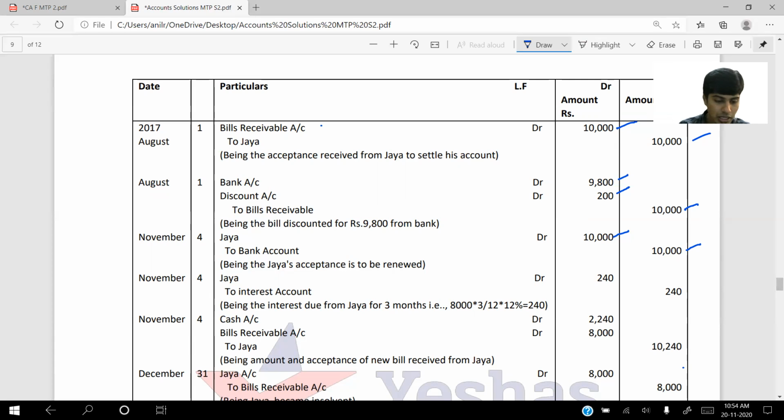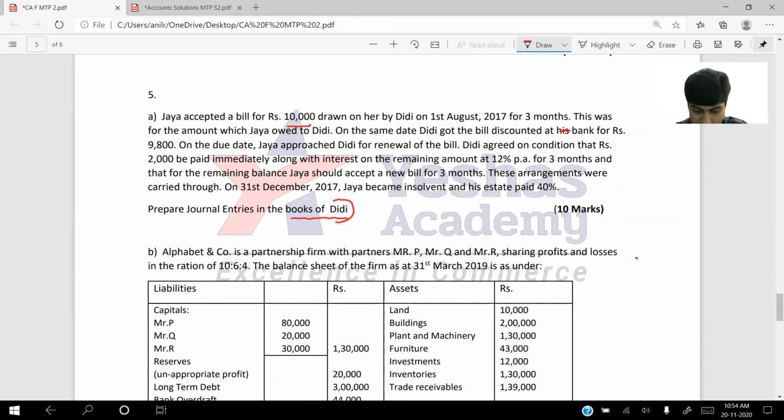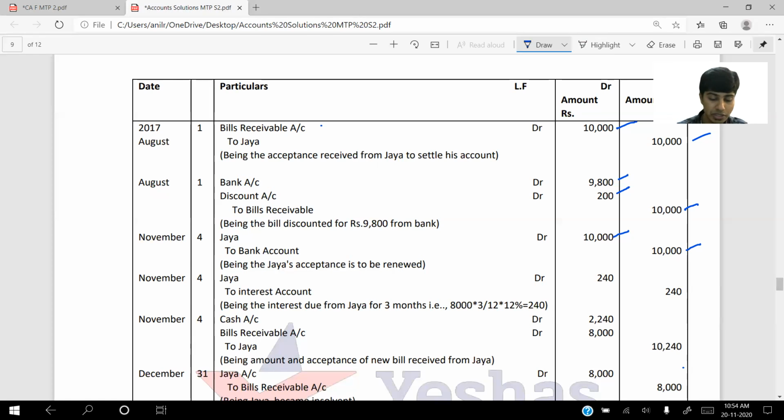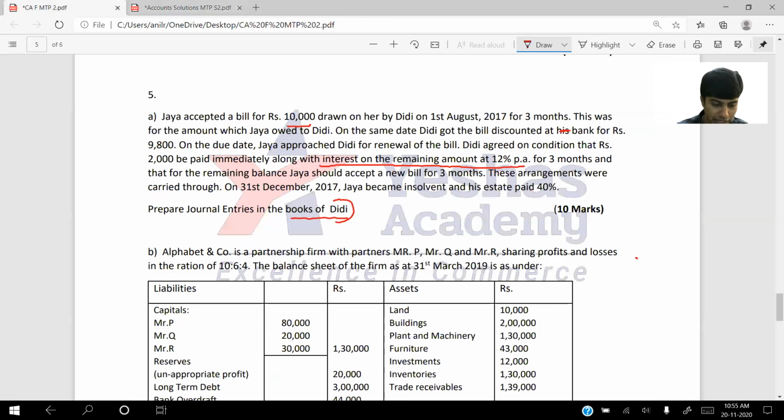Done. Okay. So for this extension, we're charging her interest on the remaining amount at 12% per annum for 3 months. So what do we do? 10,000 into 12% into 3 divided by 12. That comes to 300 rupees. So no, not 300. 8,000. Oh, she's paying partly cash. Didi agreed on a condition that 2,000 rupees to be paid immediately. 2,000 rupees she'll pay immediately.